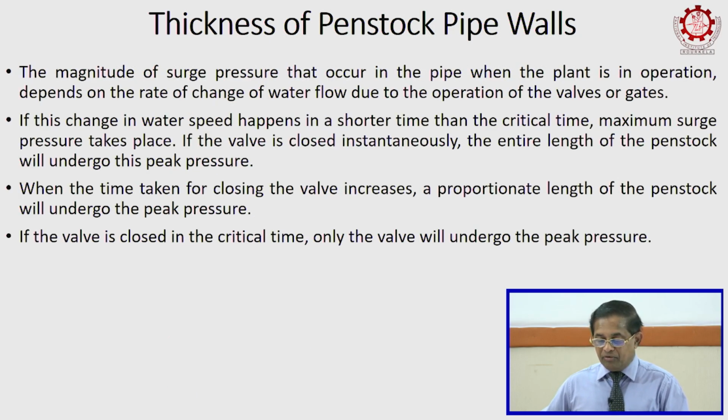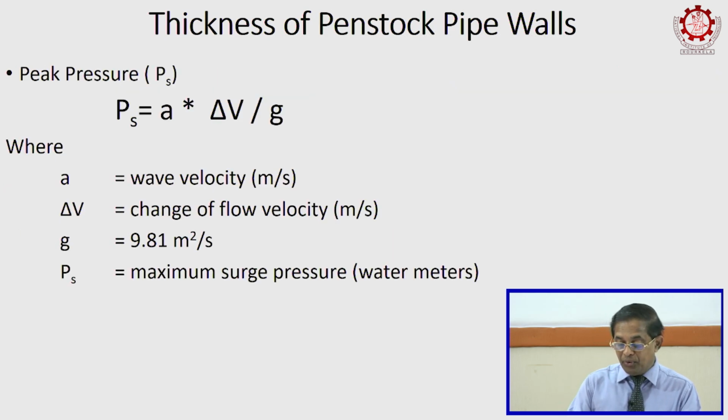The magnitude of the surge pressure that occurs in the pipe when the plant is in operation depends on the rate of change of water flow due to operation of the valves or gates. If this change in water speed happens in a shorter time than the critical time, maximum surge pressure takes place. If the valve is closed instantaneously, the entire length of the penstock will undergo this peak pressure. When the time taken for closing the valve increases, a proportionate length of the penstock will undergo the peak pressure. If the valve is closed in the critical time, only the valve will undergo the peak pressure, and so on. There are many parameters, but we do not have to worry about that. We calculate the peak pressure and design to that peak pressure.